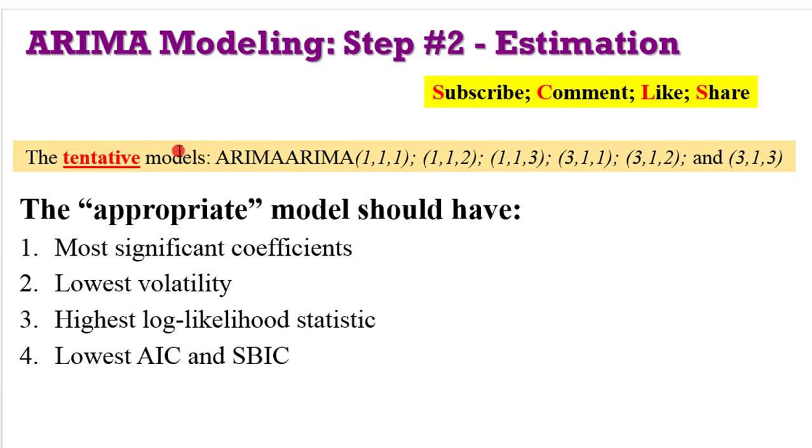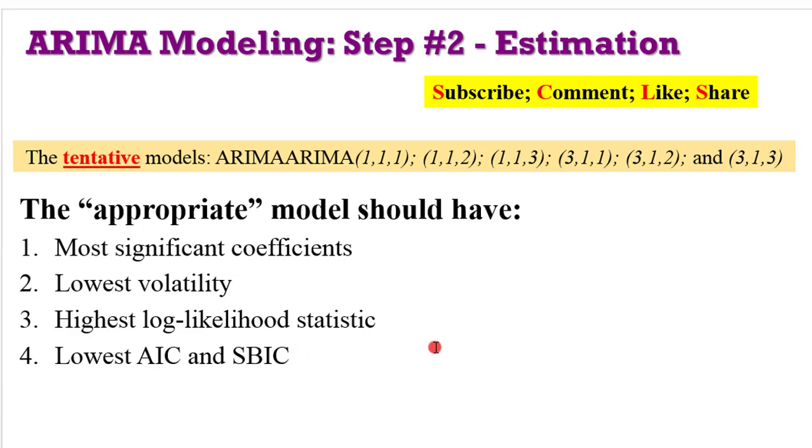Now, we have executed all these 3 models. How do you know which of the model is the most appropriate? You can see here 4 ways by which you can know, 4 things to look out for. The most appropriate model should have the most significant coefficients. It must have the lowest volatility. It must have the highest log likelihood statistic. And it must have the lowest AIC and the SBIC.